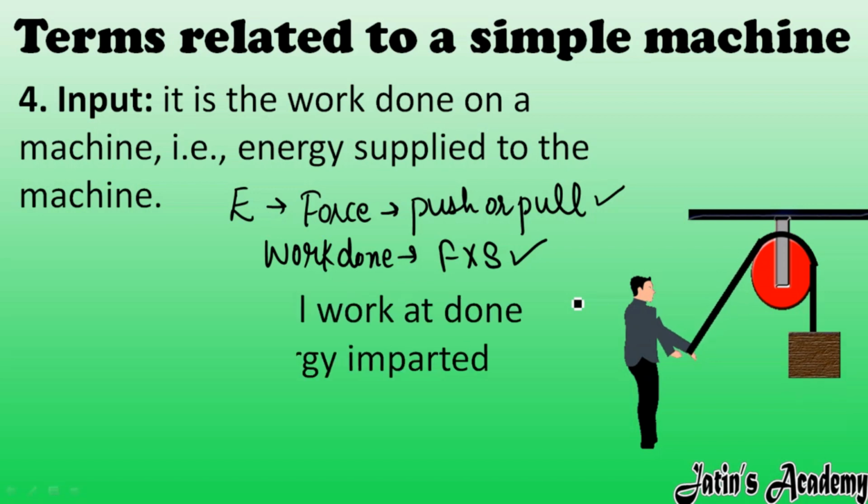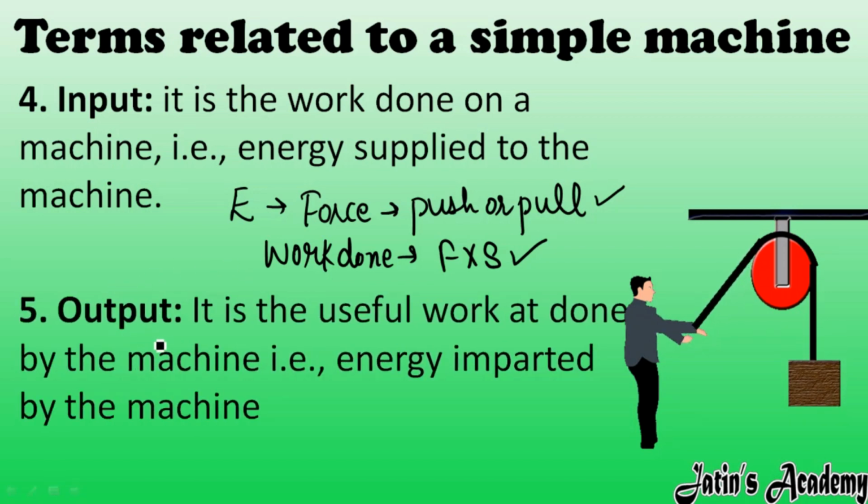Next important term related to simple machine we are having is output. So what do you mean by output? Output is the useful work done by the machine on an object. Means how much work this machine is doing on an object in order to do the work, that is known as output. And the second definition you can learn like this also: energy imparted by the machine on the object is known as output.